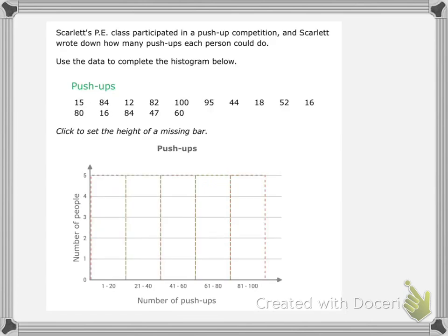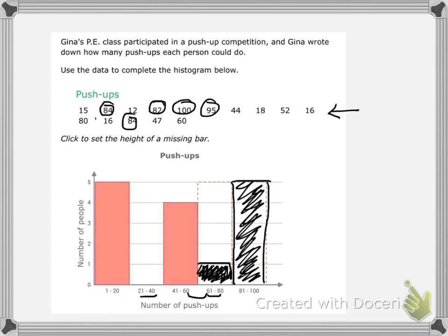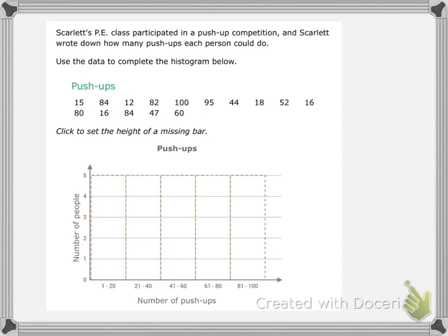Let's take a look at one more example here. We're going to build it completely from scratch. Scarlett's PE class participated in a push-up competition again, and looks like, let me just double check, our numbers are the same. So we're just going to go through and count it and start it from scratch here. So the numbers 1 through 20, that's our first set of intervals. I'm going to highlight the 1 through 20. So we have 15, 12, 18, 16, and 16.